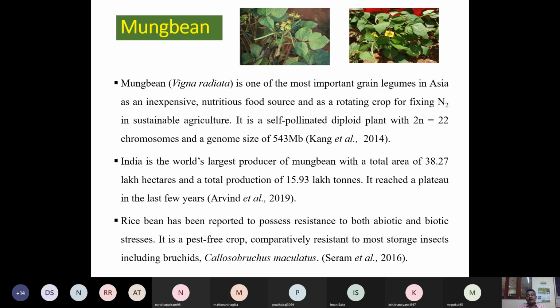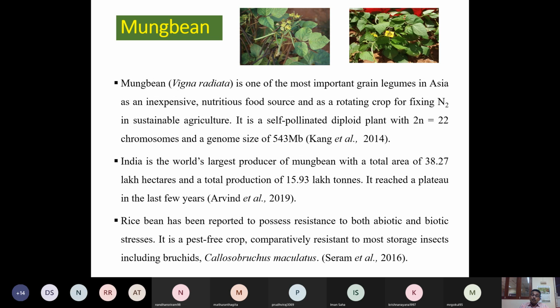Then again, when you choose a trait, the parents should be polymorphic, diverse for that particular trait. One parent should be completely susceptible, another completely resistant. In this case, the completely susceptible parent is VRMGG1. This is a cultivated variety that is highly susceptible. And we have taken TNAU red as the resistant parent. That is an umbellata type, which is very highly resistant.